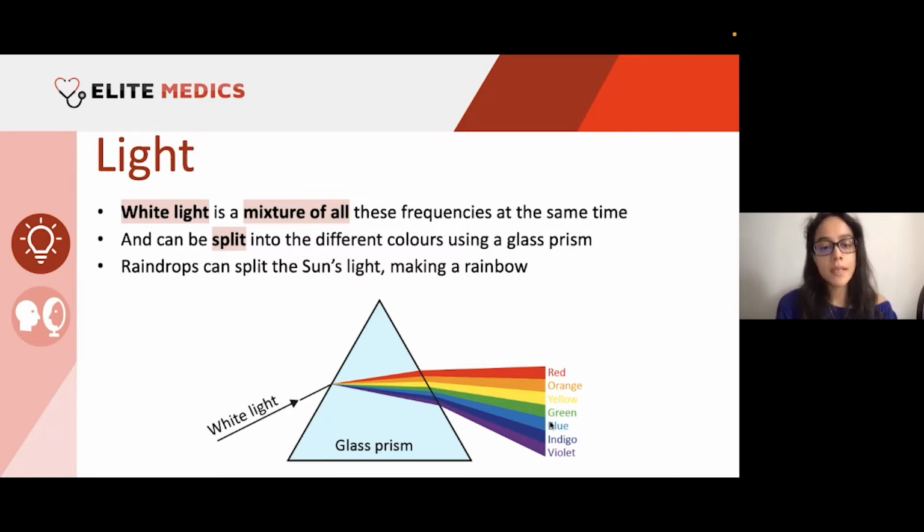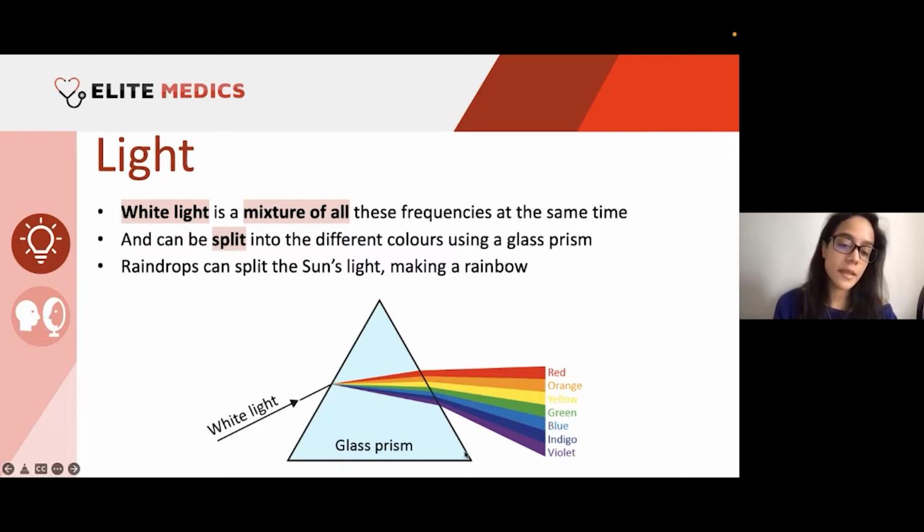If we want to see white light being split up into these different coloured lights, we can use a glass prism. So it's kind of like a glass pyramid, but in 3D. Okay, raindrops can also split the sun's light, making what we see as a rainbow. I'm sure you guys have seen rainbows whenever it's sunny, but also raining at the same time. That rain will split up the sun's light into all of these different constituent colours.